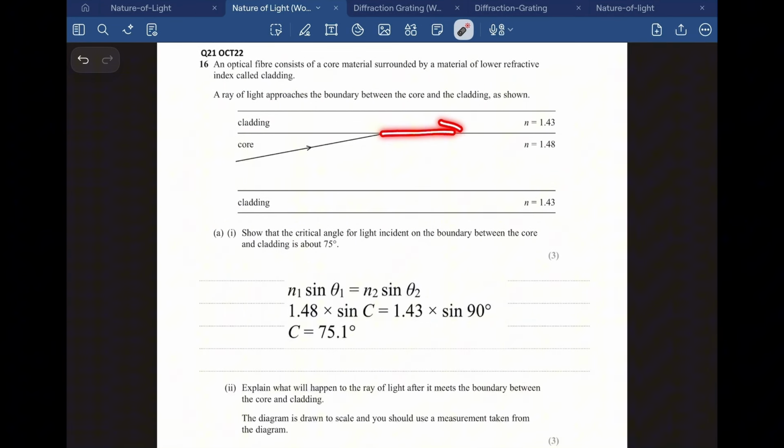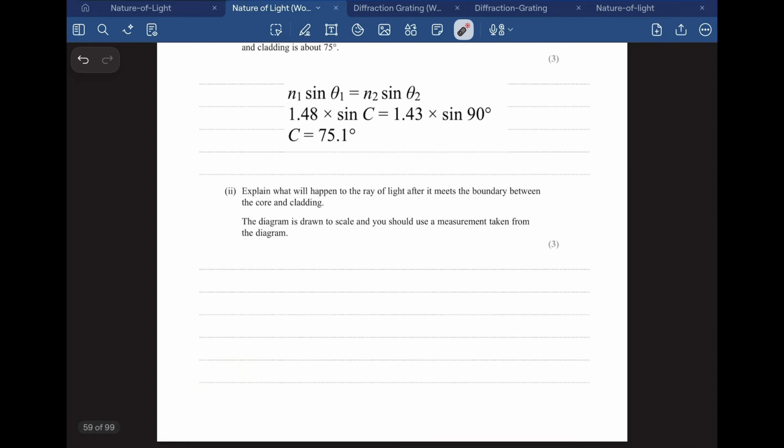So when it is parallel to the surface, it makes 90 degrees with the normal, and that's why we have written sin 90, which is equal to 1. So here the critical angle value that we will be getting is 75.1, and this is the critical angle value that we have figured out.